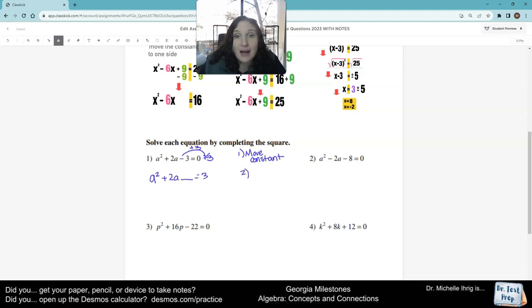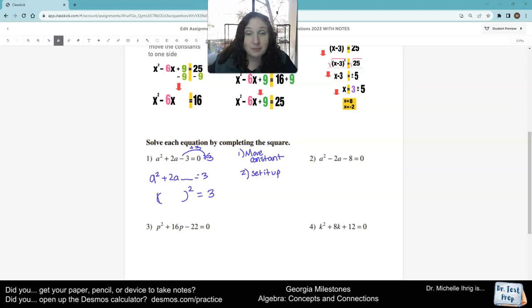Now my next step I call set it up. Basically we're going to put parentheses here with a squared, this equal sign, and the number 3, because that 3 just came down. I pretty much just rewrote it. My next step is to divide b by 2. So I've got a here, and 2 divided by 2 is 1.